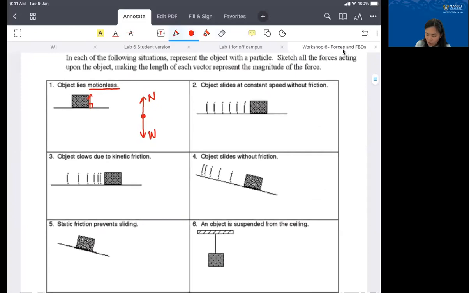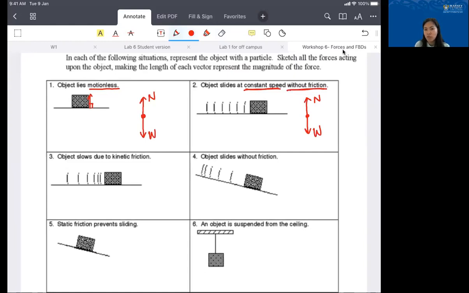Right, the next question, the object slides at constant speed without friction. So specifically stating that there's no friction. Constant speed, meaning acceleration is 0. That means the object is just moving in the same direction with the same speed. So again, easiest force to draw would be the weight force, and then the object is moving on a surface, so you again have the normal force as before. Now, how about the forces along the horizontal? It's moving at constant speed.